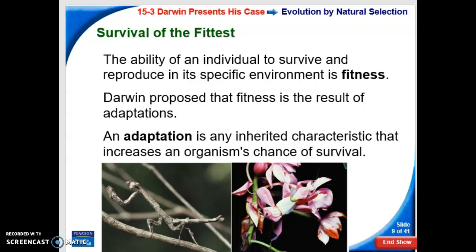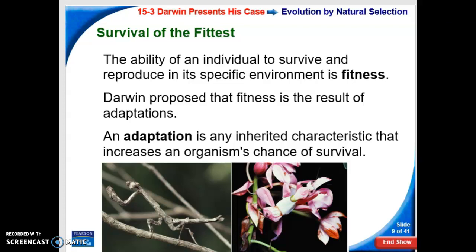Now, Darwin proposed that fitness is a result of adaptations. An adaptation is an inherited characteristic that increases an organism's chance for survival. If you look down below, you have the insect. The adaptation that it has developed is camouflage. That's one adaptation that's very useful for many organisms. Now, this could have been a mutation, but whenever this happened, those organisms were the ones surviving because the predators couldn't find them. Same thing with the one on the right. It's very hard to see, but it is camouflaged in there.